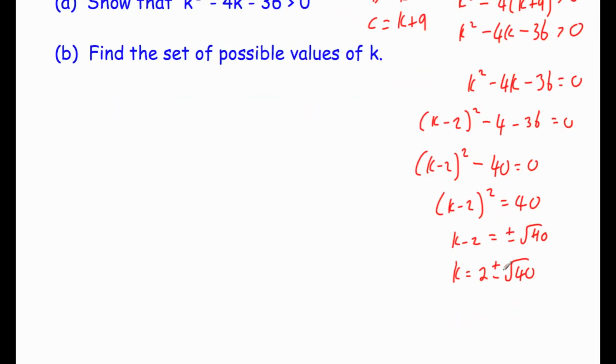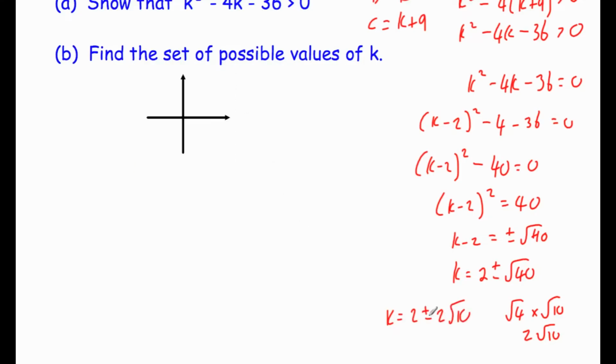And finally, let's simplify our root 40. So the biggest square number that's a factor of 40 would be 4. So we've got root 4 multiplied by root 10, and that would be equal to 2 root 10. So we've got that k equals 2 plus or minus 2 root 10.